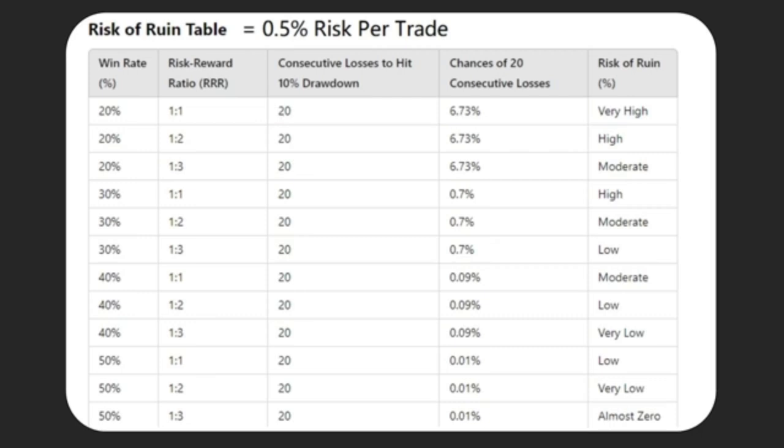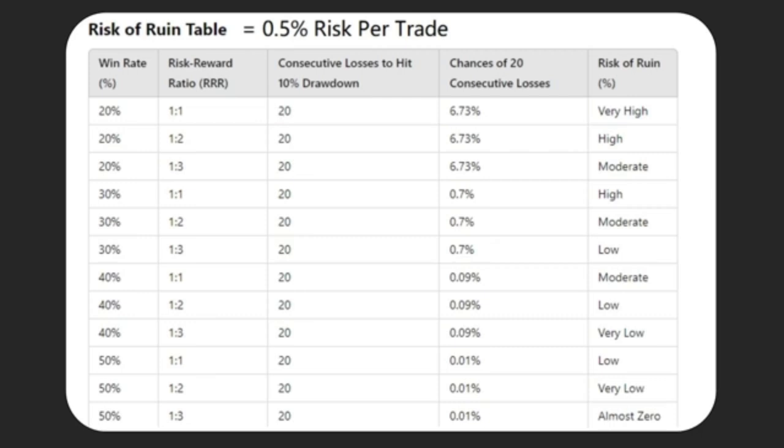Or the other scenario is if you are on losing performance and your win rate and RR combination is in the losing curve and your equity is going down, that's the case where you're also going to end up blowing your account and reaching the 10% maximum drawdown. For example, with a 20% win rate and 1 to 1 risk to reward ratio, the chance of 20 consecutive losses is 6.73%, which you can see is pretty low, but that's not the important metric, right?